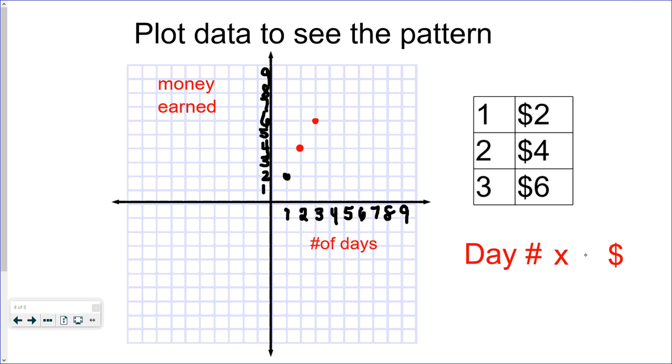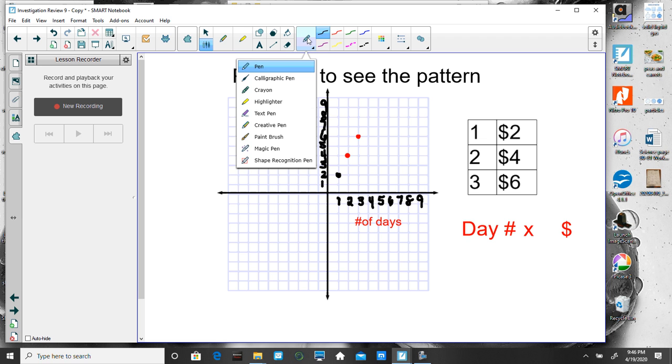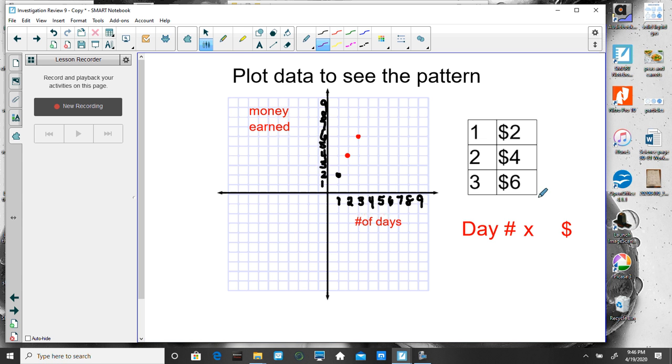Oops, I have to change this a second. We need to go to our pencil tools. Okay, let's do purple. All right, why aren't you doing that? There we go, the number 2.